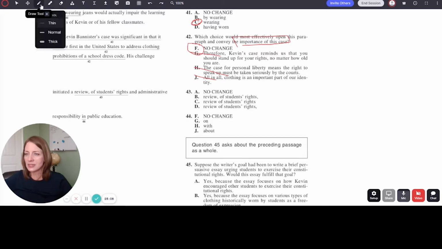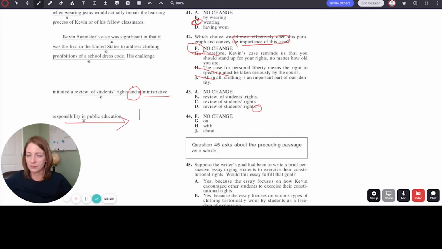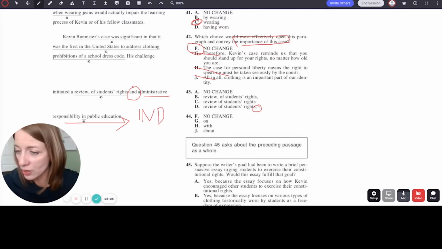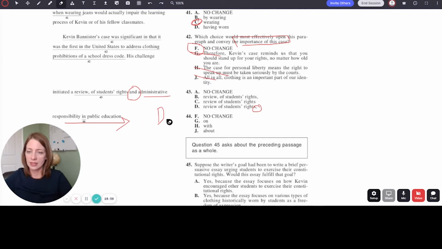You might have been tempted by this, but you only use a comma and a FANBOYS conjunction when the second part is an independent clause. This would need to be an independent clause for a FANBOYS word to go there. "Administrative responsibility in public education." You have a subject there, but there's no verb. So it's not going to be that, because you're not doing a comma FANBOYS with no independent clause on the other side. So here you are, C. No extra commas are necessary there.